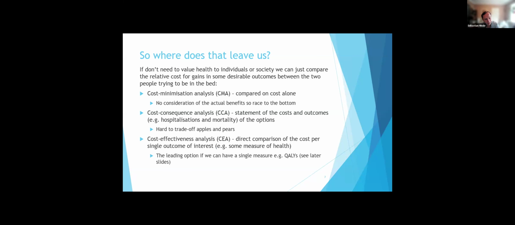So then the next layer is cost effectiveness analysis, where we're trying to do direct comparisons of the cost per single outcome of interest. So we've most typically got some measure of health. The leading option as a single measure is this idea of quality adjusted life years, which we'll give more details on later. There are many other different ways of creating these sorts of frameworks for conducting economic evaluation: cost benefit analysis, return on investment, societal return on investment. But there's fundamentally the same idea of getting the most benefits for the least cost.